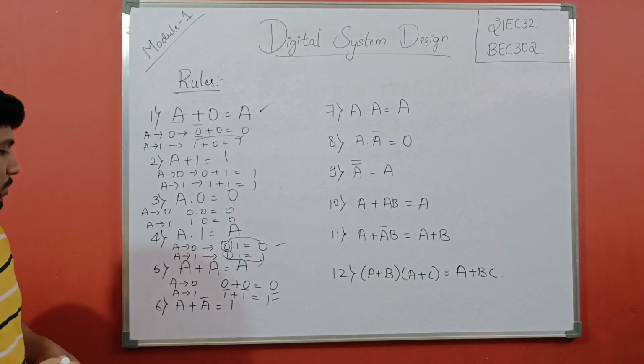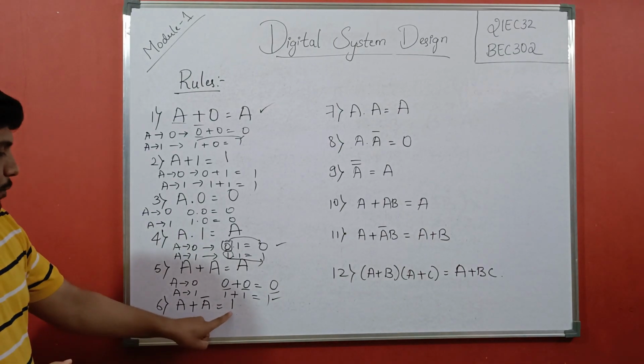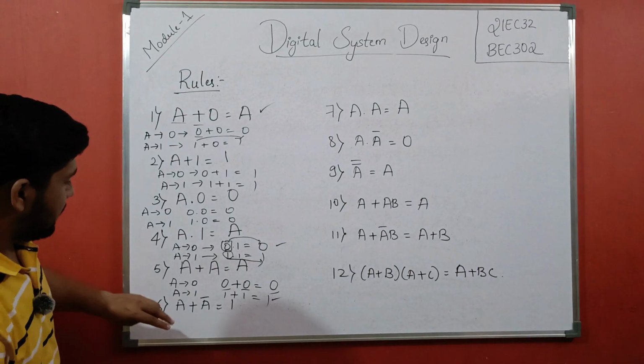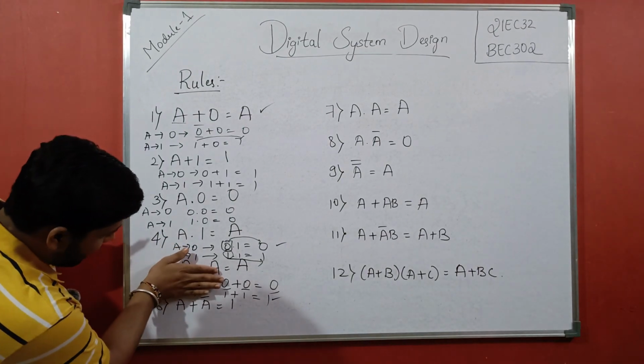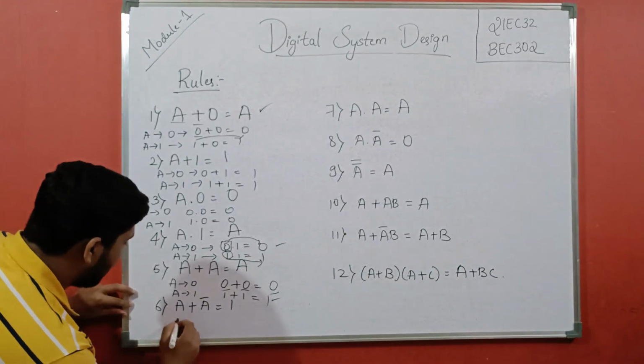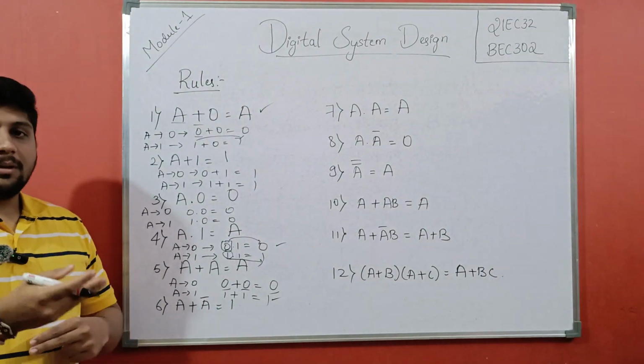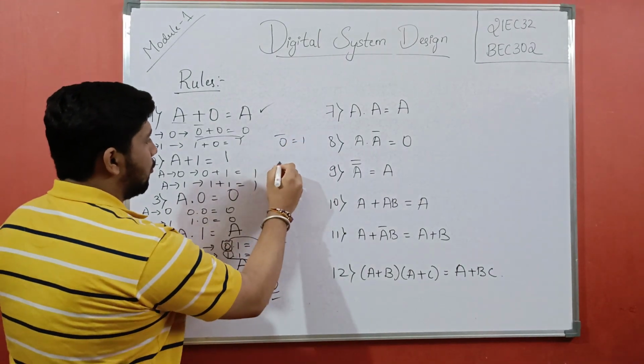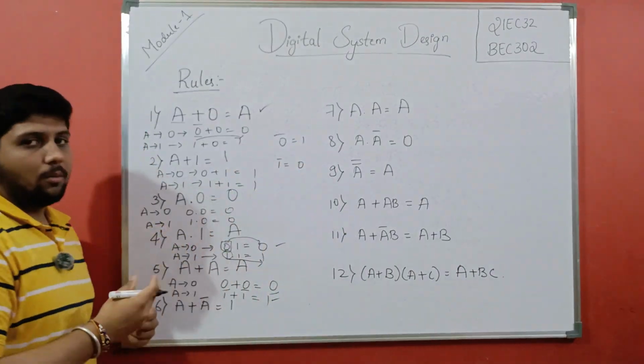When we talk about the sixth rule, A plus A bar is equal to 1. It might be confusing for you here, but it is A plus A bar is equal to 1. A bar is nothing but the complement. If, let's say, you had 0 bar, which means 1, and 1 bar is 0, the opposite of it, the complement.